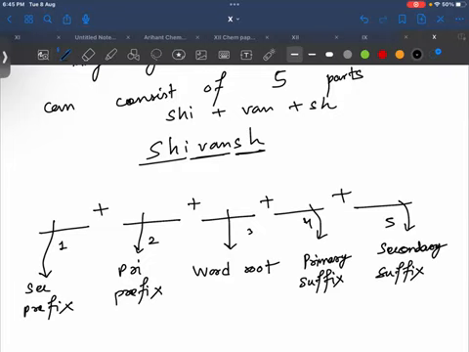Why is it not secondary, Shivansh? Because the word root is the most important thing here, so everything radiates out from it. Yes, from the word root. Word root, primary suffix, secondary suffix, primary prefix, secondary prefix.